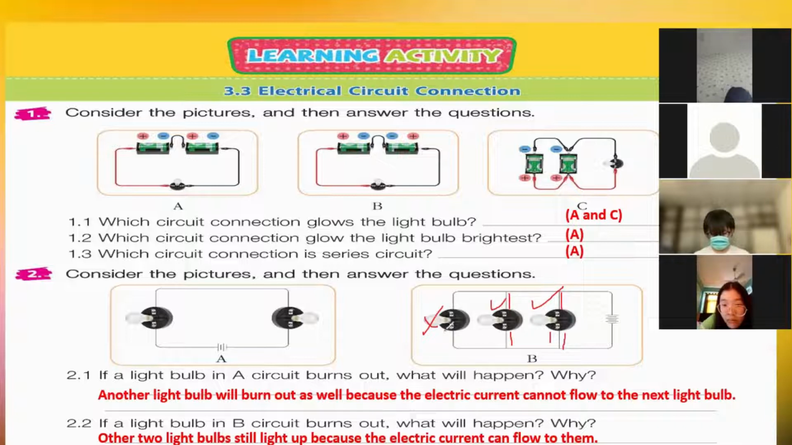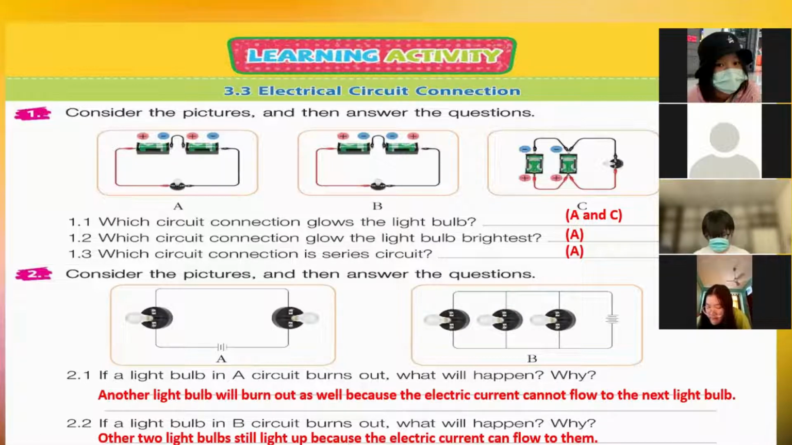If the first one is damaged, the other two will still work. The electric current will flow in the other two pathways. That's why the rest of the two bulbs will still light up, because it's a complete circuit. Okay, very good. So these are some of the questions regarding the series circuit and parallel circuit.